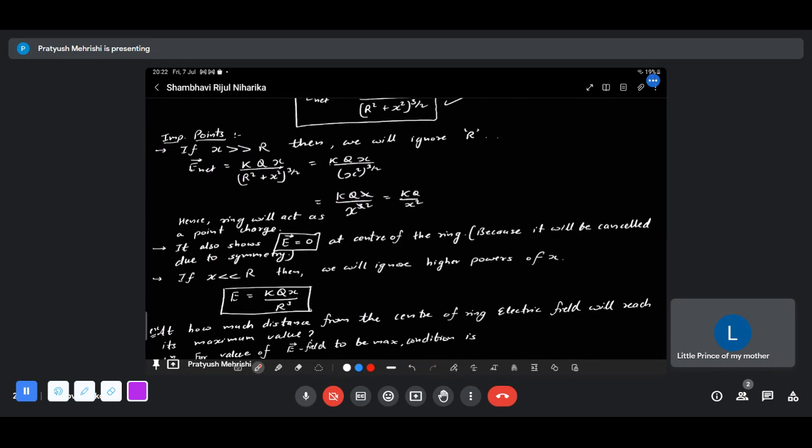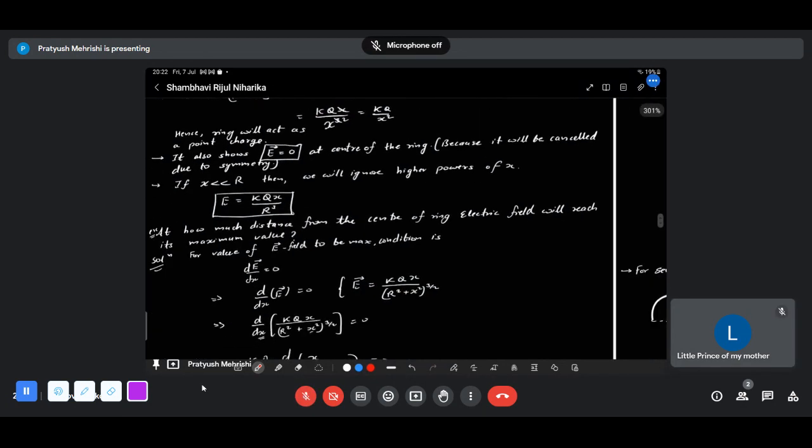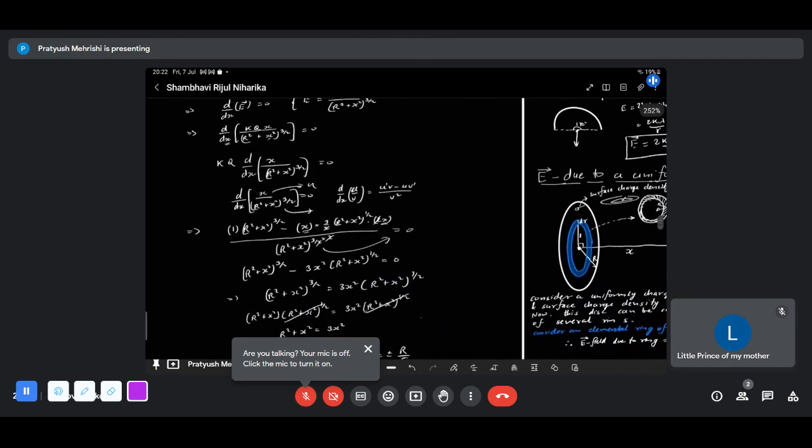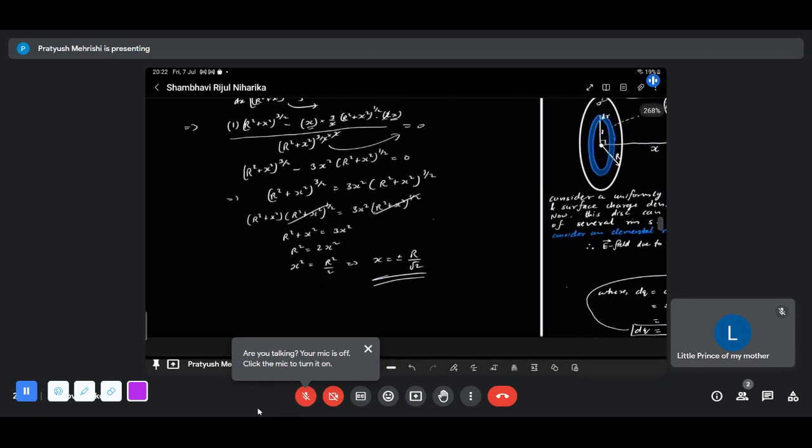But how to get that? We need to differentiate this equation. We'll differentiate it and equate it to 0, and finally we will get a point. At that point there will be maxima or minima.